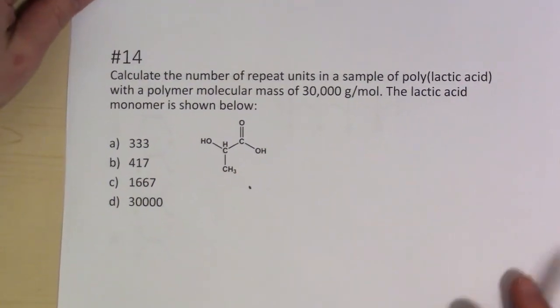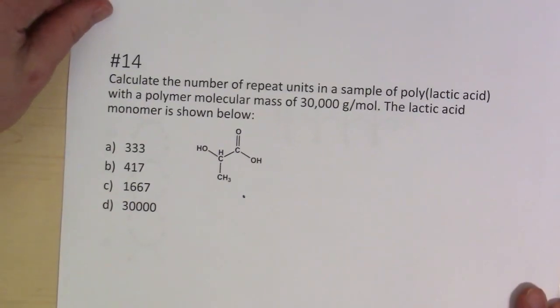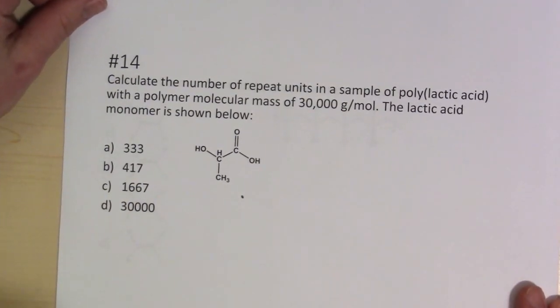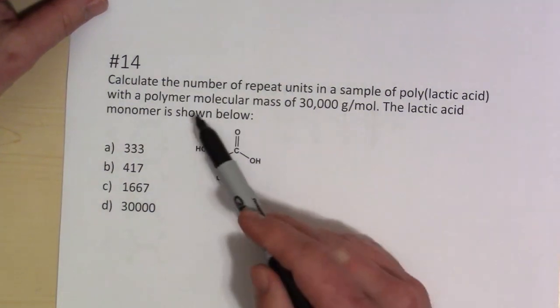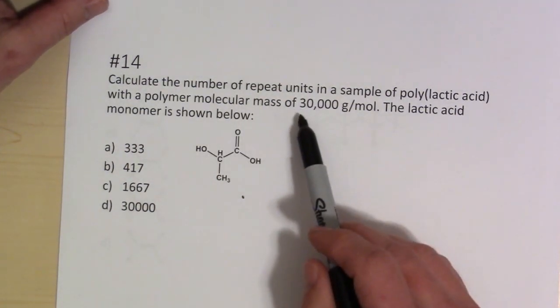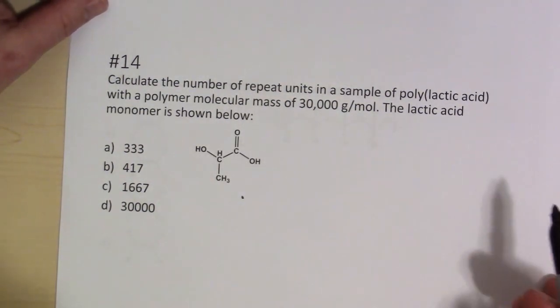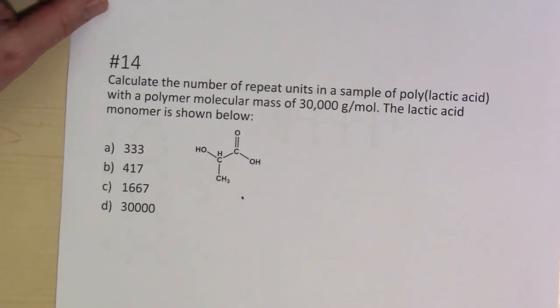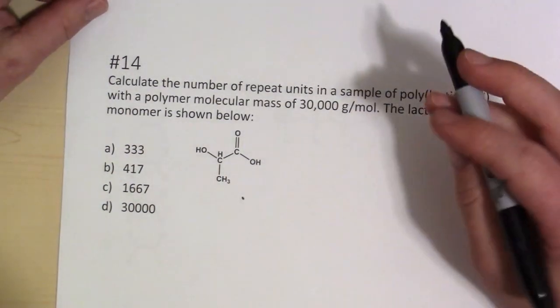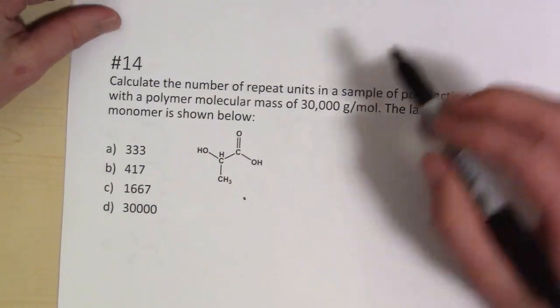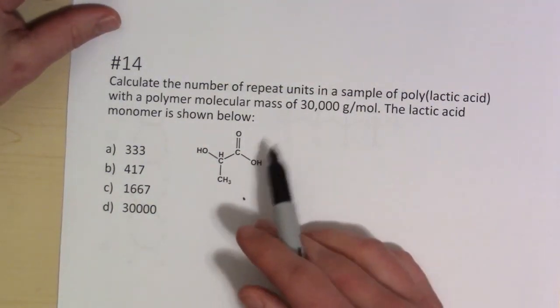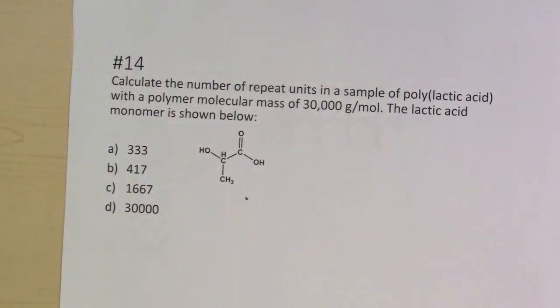Moving to number 14, we're asked to calculate the number of repeat units in a sample of polylactic acid with a polymer molecular mass of 30,000 grams per mole. The lactic acid monomer is shown below. So we'll need to first calculate the molecular mass of this lactic acid here.